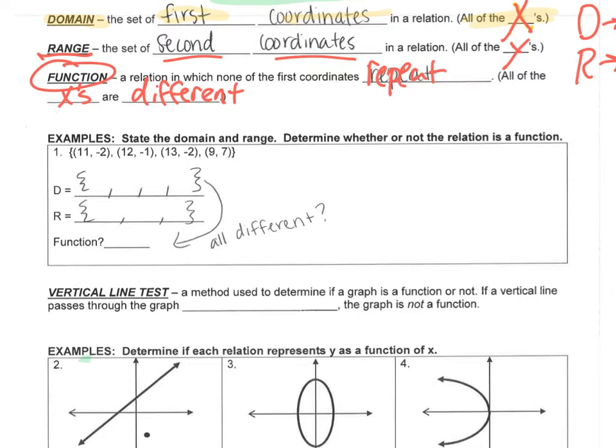So I'm going to take a look at this first example. I notice that my x values are all of the first coordinates, and I list them: 11, 12, 13, and 9. I know that my range is all of the second coordinates, and so I list those: -2, -1. Now, -2 is in there twice, so I don't have to repeat it, and I write 7.